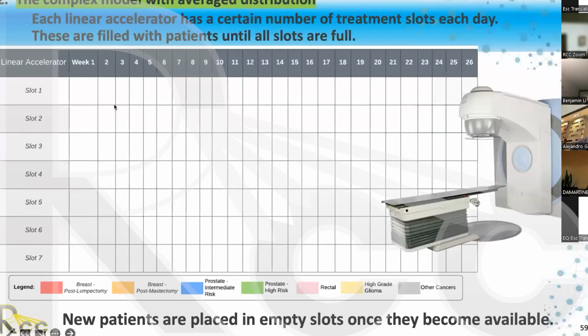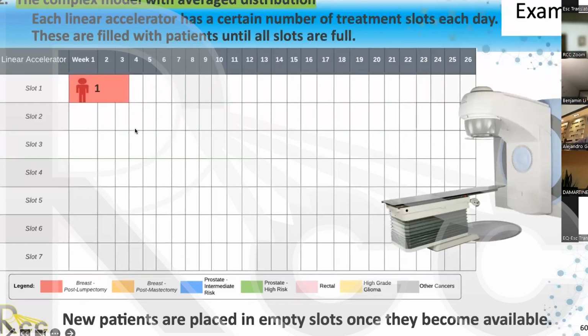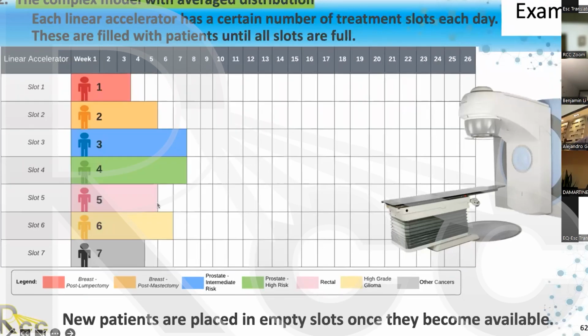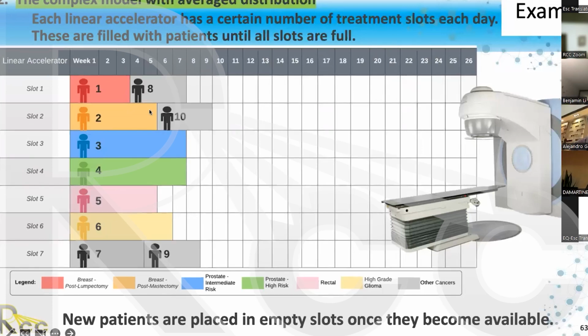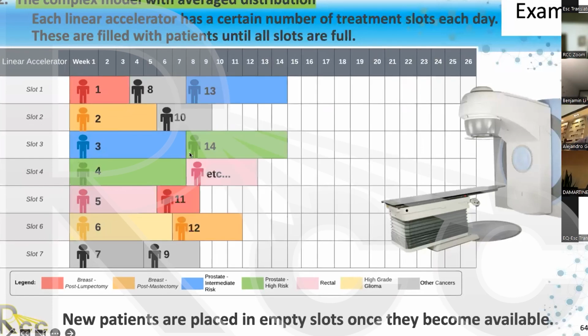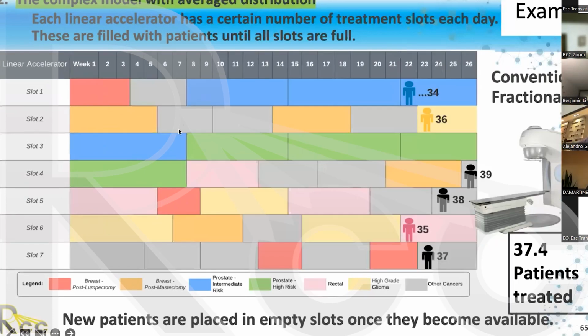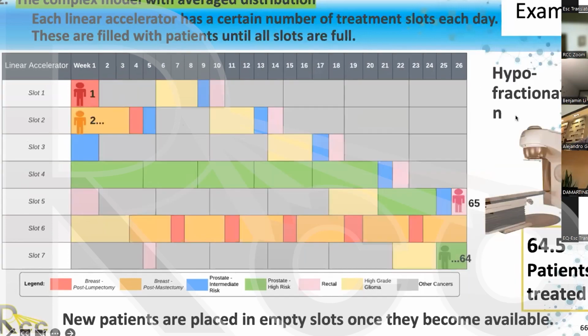Each linear accelerator has a certain number of slots for treatment every day. These are filled with patients until the slots are full, one at a time. So I am placing my patients here. Please recall, I have 10% red, 10%. Okay, here I had red, orange, and after filling all the slots up, I am at 39 patients with conventional fractionation.